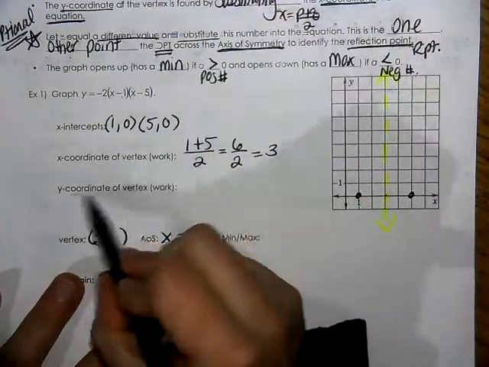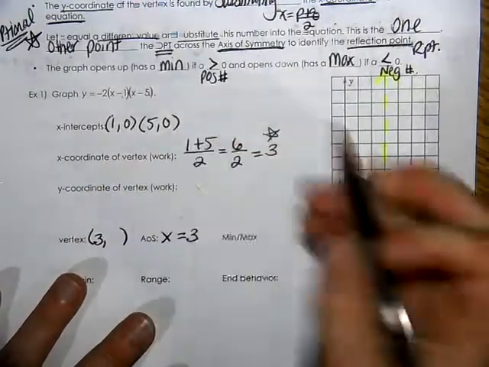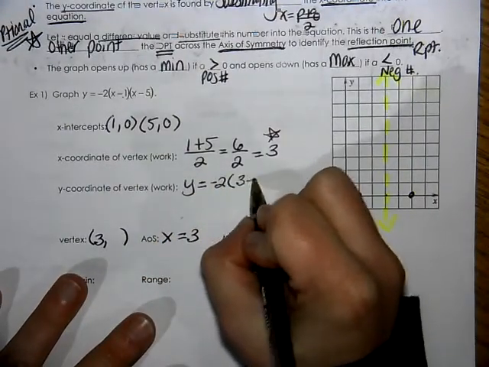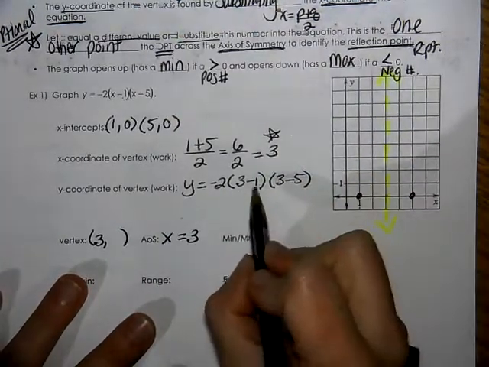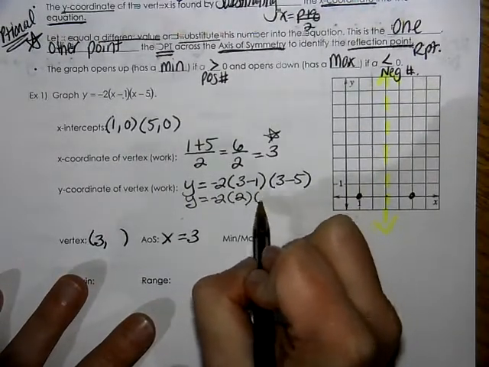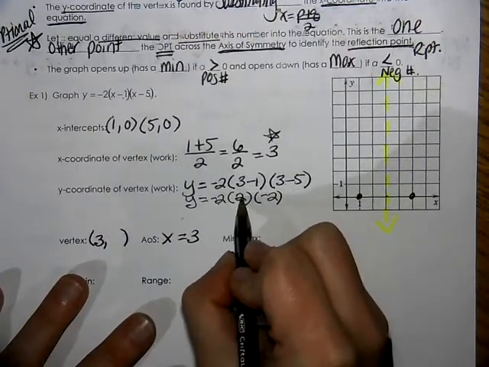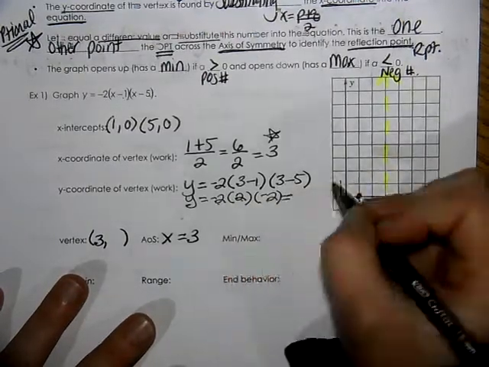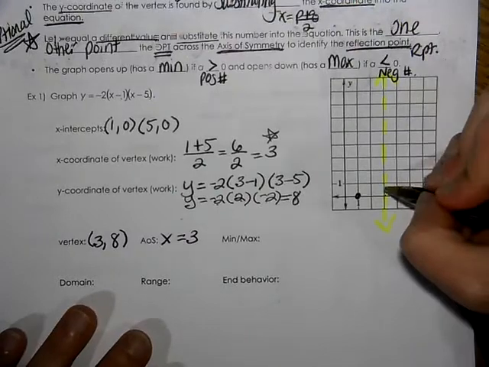The y part of my vertex requires me to substitute 3 back into my original problem. So I'm going to write y is equal to -2 times (3 - 1) times (3 - 5). I'm going to take care of my parentheses first. So y equals -2 times 2 times -2. So -2 times 2 is -4, and -4 times -2 is going to be a positive 8. So therefore, (3, 8) is my vertex, and I'm going to go ahead and plot that.